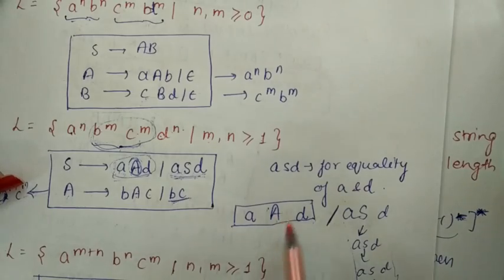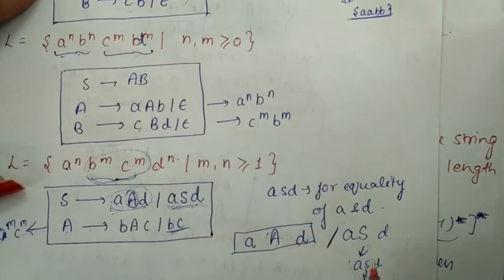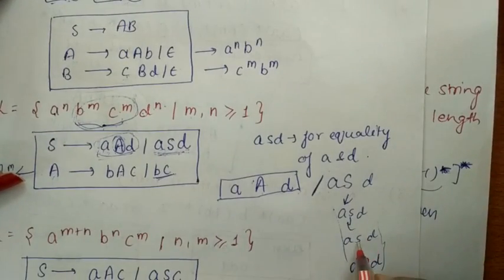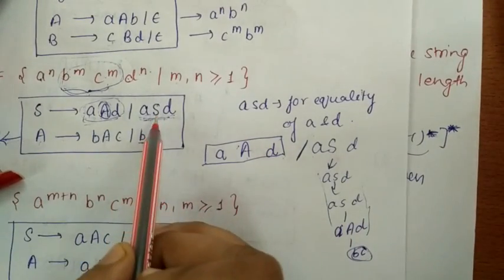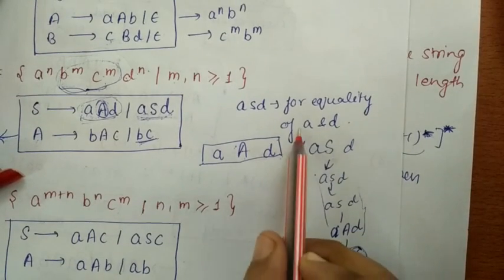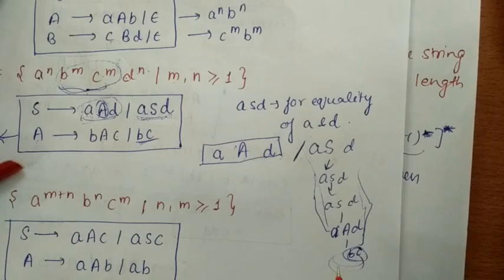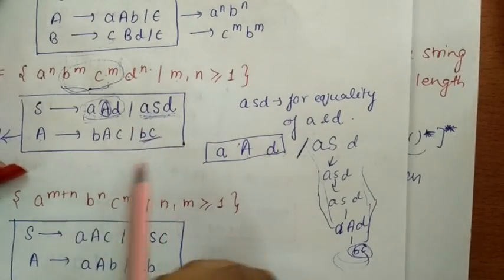Suppose we replace this S by aSd, then again by aSd, then we replace this S by aad. So what will be the result? It will produce the equal number of a and d, and it will produce bc in between. That's why we have written this production.